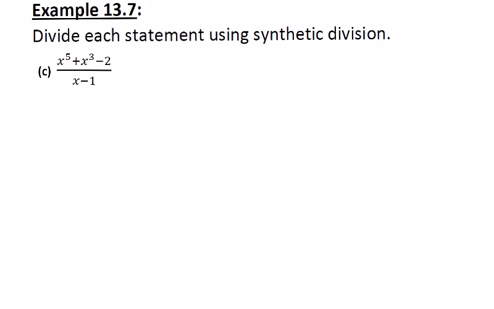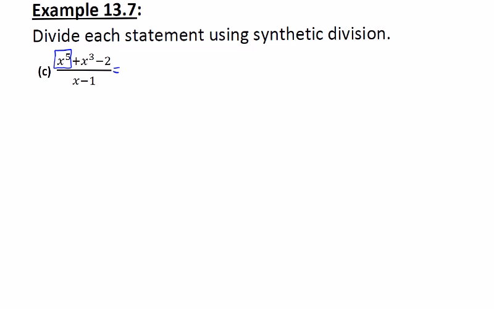Example 13.7 Part C wants us to divide the statement using synthetic division. Here we have x to the fifth plus x cubed minus 2, all divided by x minus 1. When I see the numerator here, the dividend, I see a degree 5 polynomial, x to the fifth, but this degree 5 polynomial does not have the maximum possible terms that it could. There are some things that are missing, if you will.